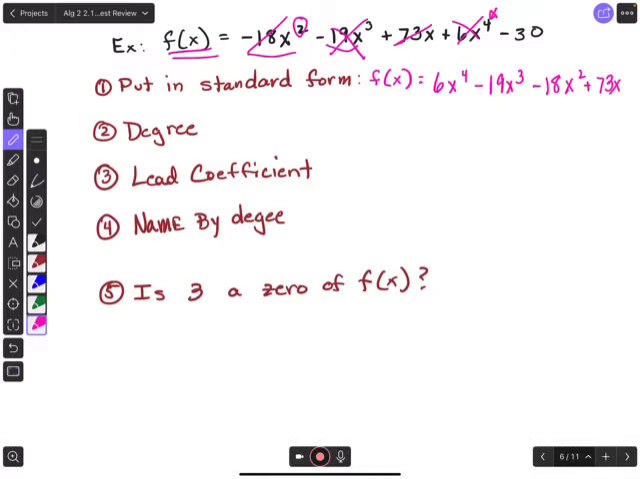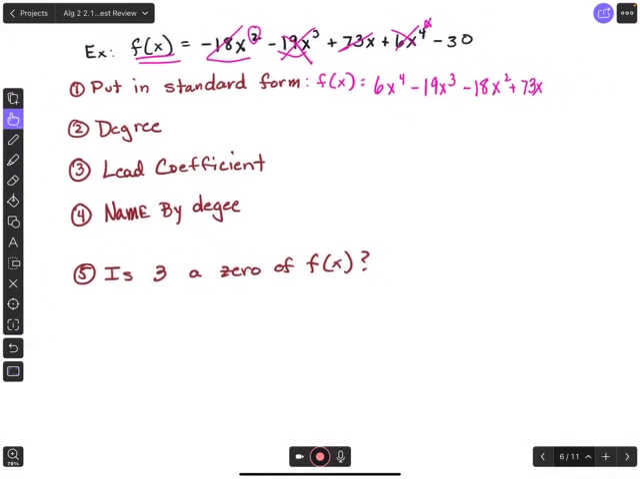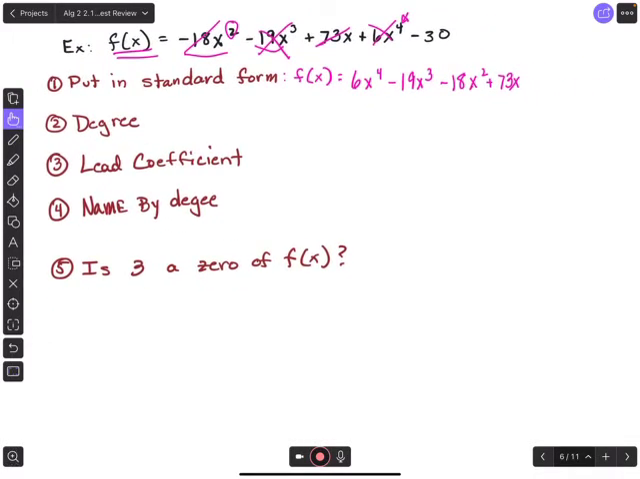And then comes our minus 30. Let's shrink this down so we got room. Minus 30. So there we are in standard form. Degree, highest exponent. So this is a degree of 4.